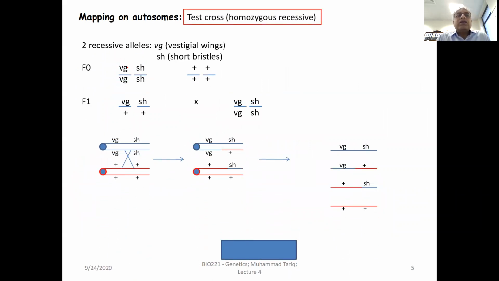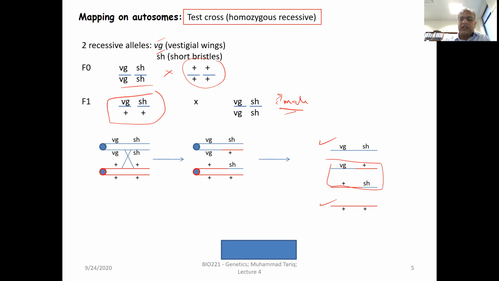Then mapping on autosomes. Last time we looked at vestigial, black, cinnabar. Today we give you an example of vestigial and short on the same chromosome. These are the wild types, so homozygous recessive vestigial short. You get F1 heterozygous. This is the tester male. These are the possibilities of recombination. Of course, the non-recombinants, which are the parentals, and the recombinants. You have these numbers between vestigial and short.